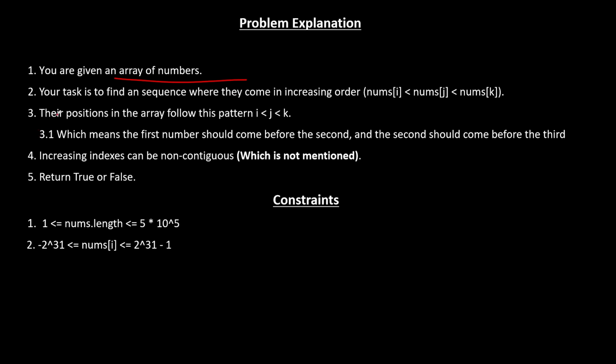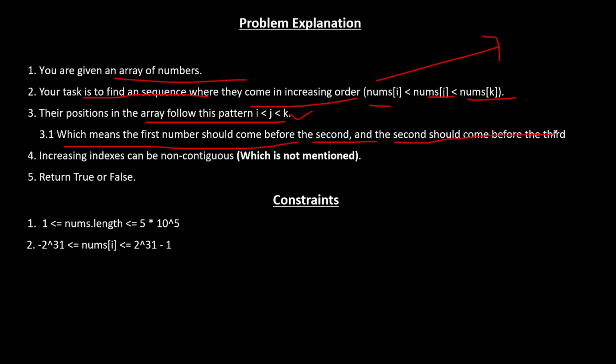And our task is to find a sequence where they come in increasing order. So basically nums[i], nums[j], nums[k] should be in increasing order. Their positions in the array follow this pattern: i, j, k. This is the index, which means the first number should come before the second and the second number should come before the third. The increasing indexes can be non-contiguous, which is not mentioned in the question, so please make this clear. It could be non-contiguous also.